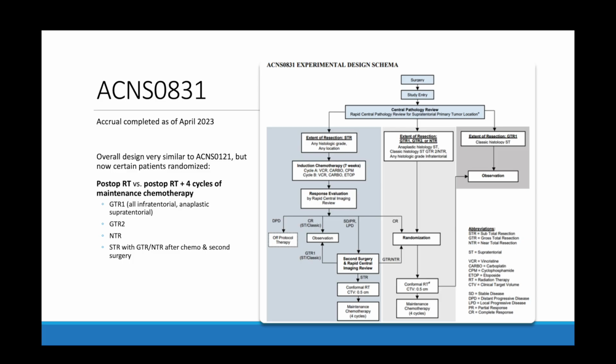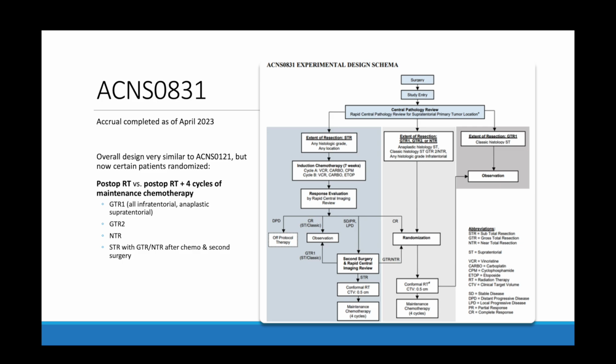And then on the very left-hand side of this diagram, we have our patients that had a subtotal resection upfront. So if they had a subtotal resection, just like on the prior trial, they were still given 7 weeks of chemotherapy, so 2 cycles over 7 weeks, followed by a response evaluation. And then if they either had a complete response at that time or they were able to get a gross total or near total resection, they were randomized to either radiation followed by maintenance chemotherapy or radiation alone.